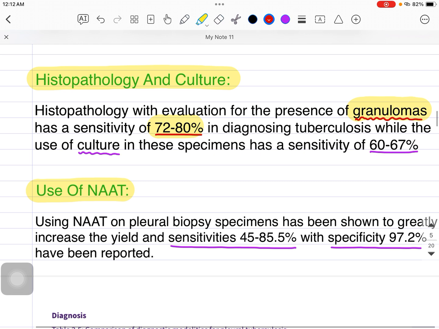Use of the NAT over here. Using NAT on the pleural biopsy specimen shows a greater result over here, greater sensitivity.